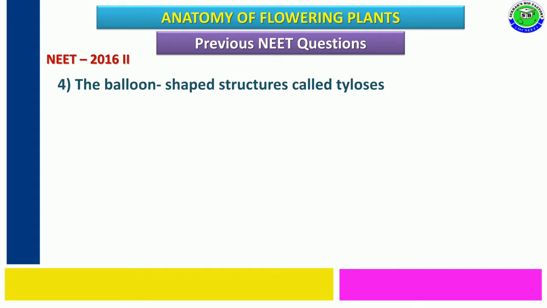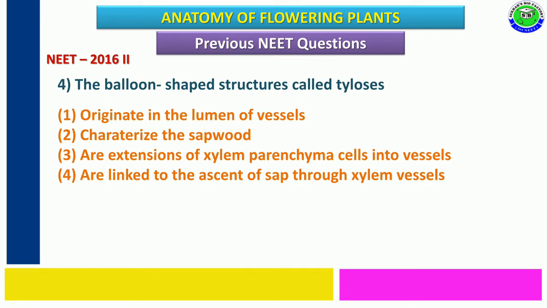NEET 2016 phase 2, question number 4. The balloon-shaped structures called tyloses: first option, originate in the lumen of vessel; second option, characterize the sapwood; third option, are extensions of xylem parenchyma cells into vessels; and fourth option, are linked to the ascent of sap through xylem vessels. The correct answer is third option.